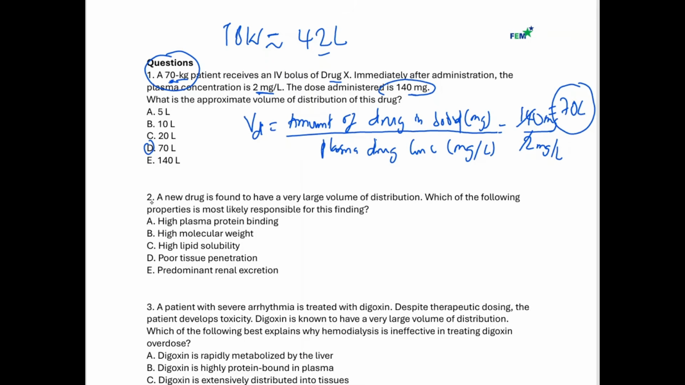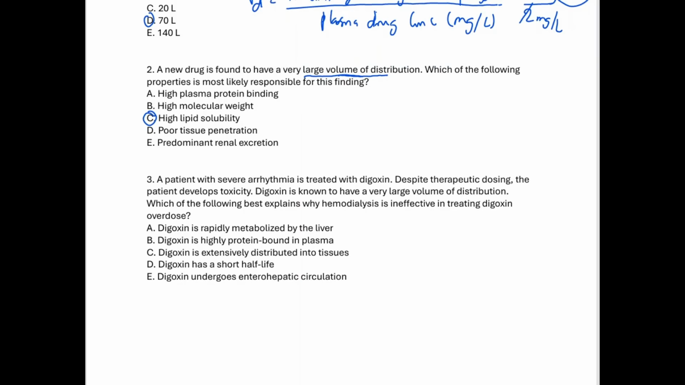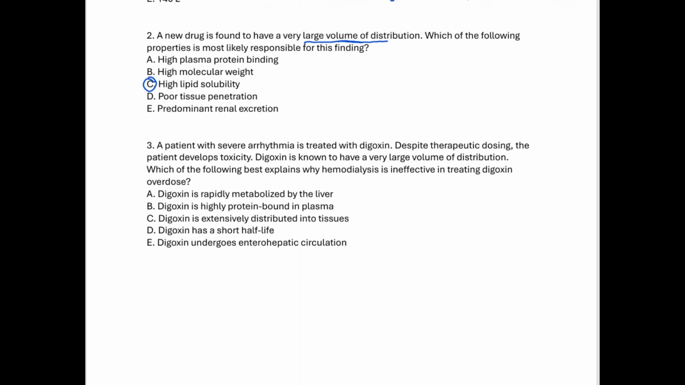So moving on to the next question. A new drug is found to have a very large volume of distribution. Which of the following properties is most likely responsible for this finding? A medication with very large volume of distribution is widely distributed into all the tissue. So most likely that medication has high lipid solubility.